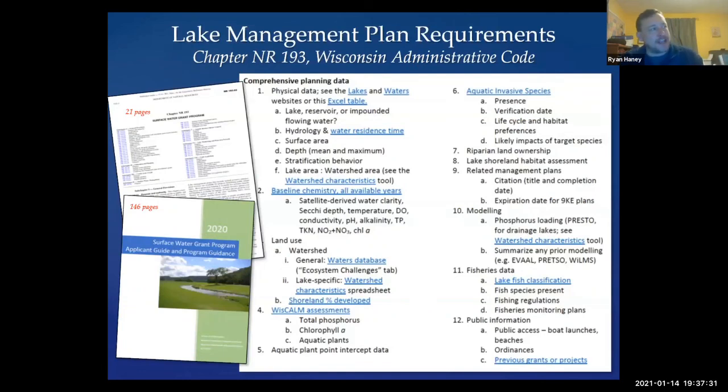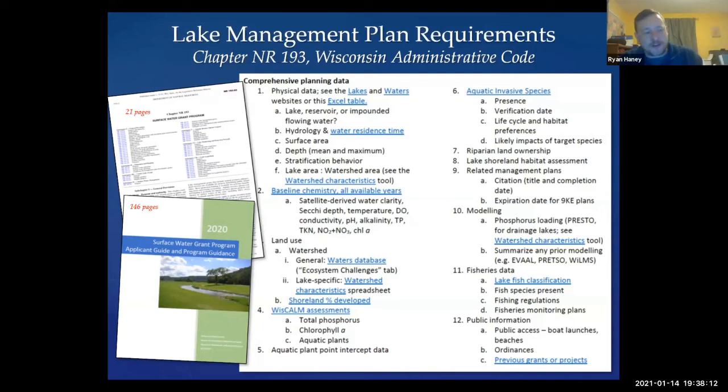So lake management plans are under Chapter NR 193 in the code, and so a comprehensive lake management plan incorporates all these elements here in this list. Whether that be physical data, the water samples, the hard science, whether it be the watershed and what sort of land use is going on in the watershed, maybe it's land ownership around the lake or habitat assessments. There's some modeling that's involved, of course, fisheries data, and then public information.